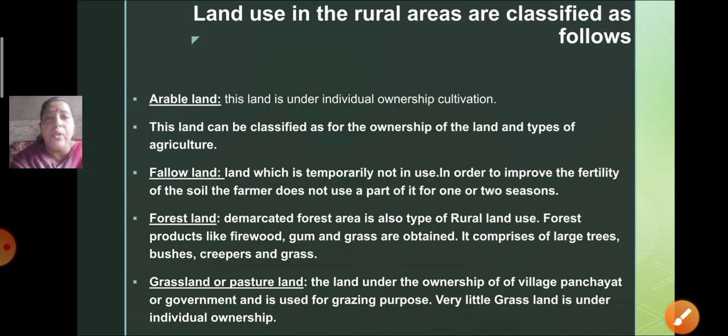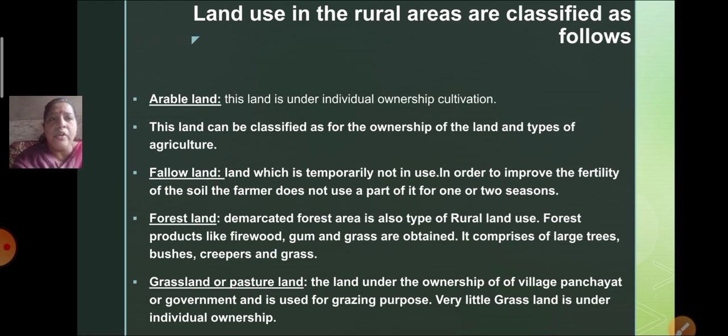Our next land is fallow land. You all must have heard this word many times, fallow land. What is a fallow land? The land which is temporarily not in use. Previously it was cultivable land, but temporarily, for some time, the farmer has kept that land not in use in order to improve the fertility of the soil. Maybe because of multiple crops growing over it, the land is losing its fertility. When the land loses its fertility, the farmer keeps the land away temporarily for some time. He does not grow any crops on it. Such a type of land is called fallow land.